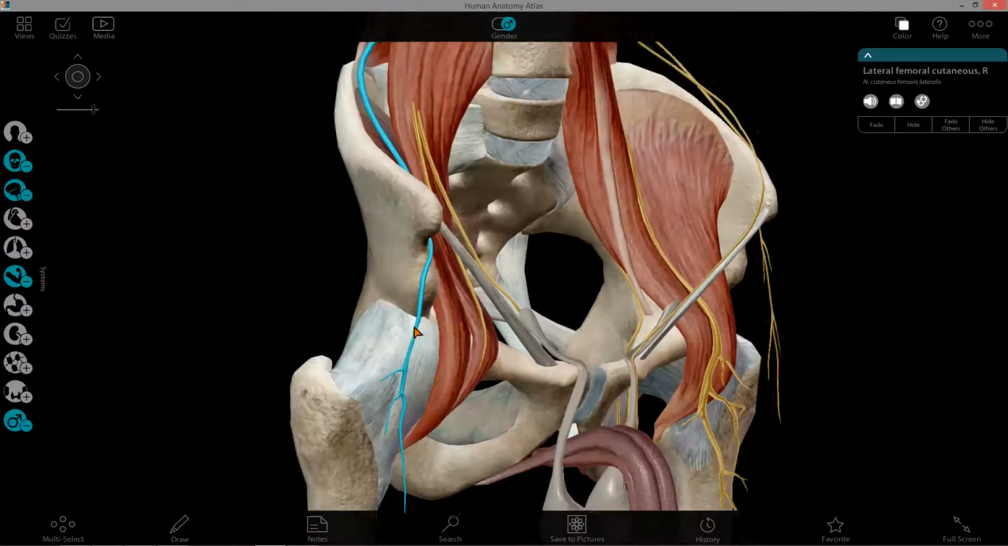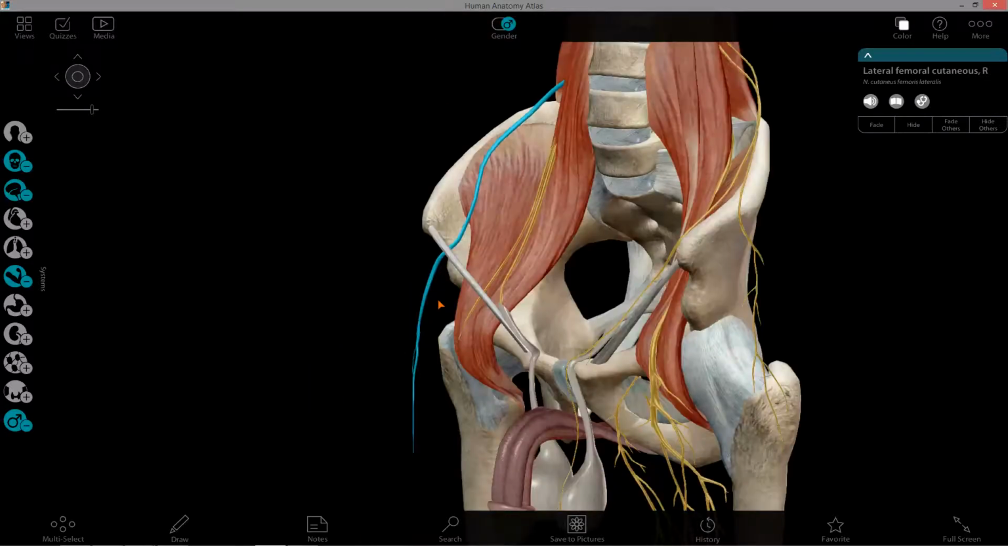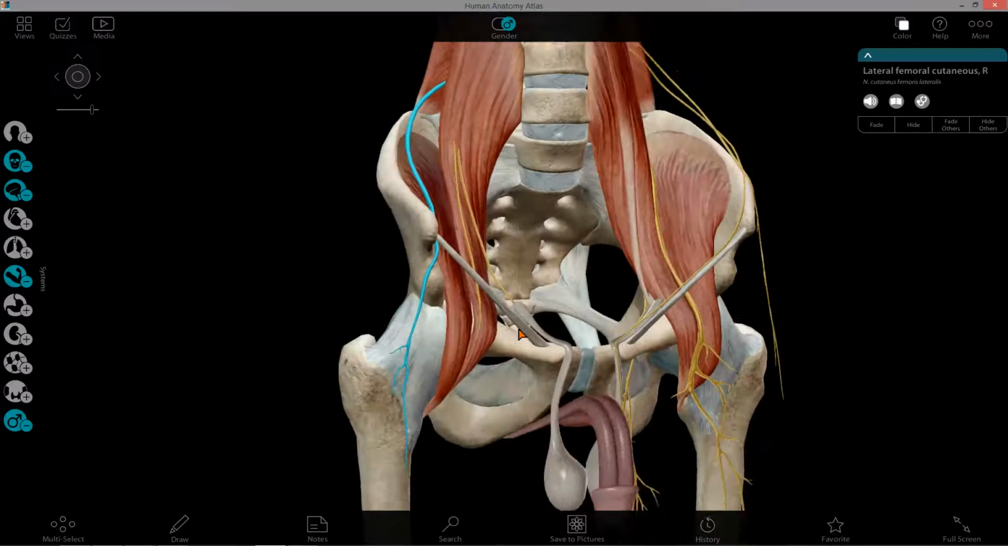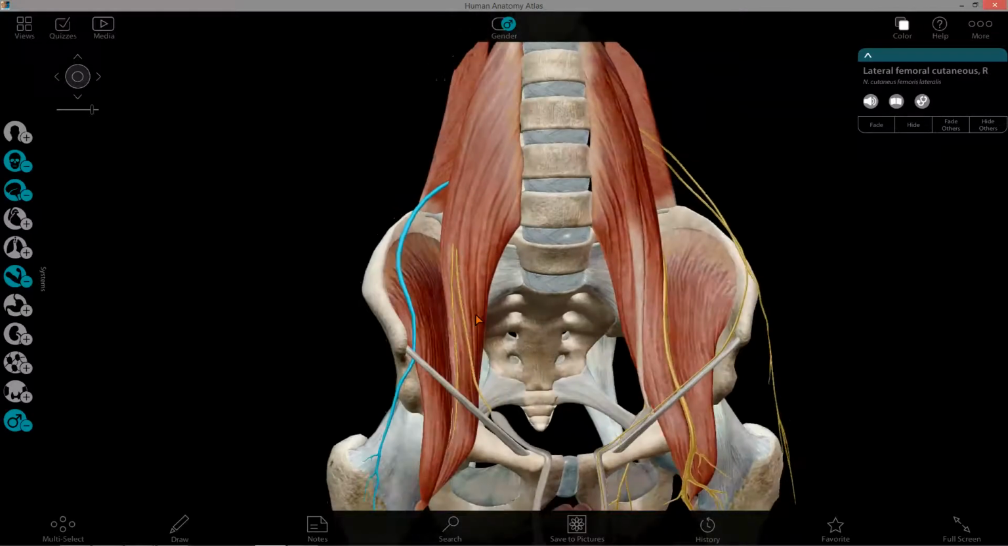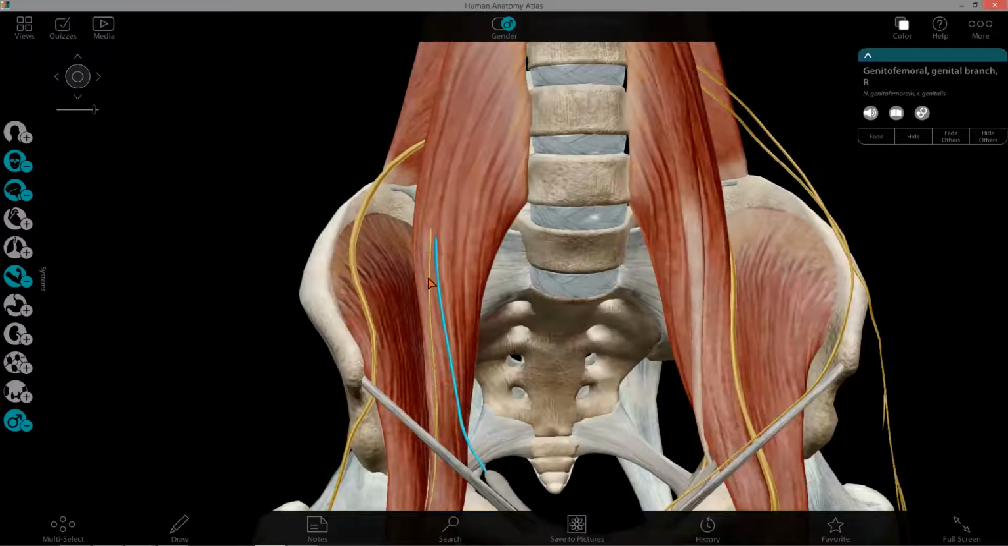It supplies sensory innervation to the skin on the lateral and anterior lateral aspects of the thigh, which you can see where that's approximately where it would exist. Now, moving on to the genitofemoral nerve, seen here. This is the femoral branch, and this is the genital branch.